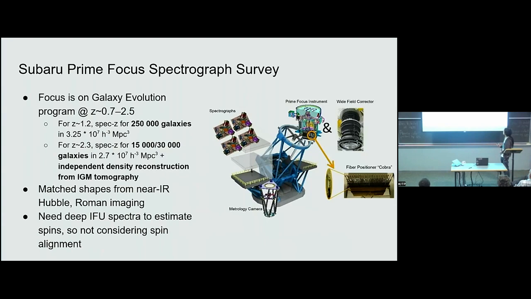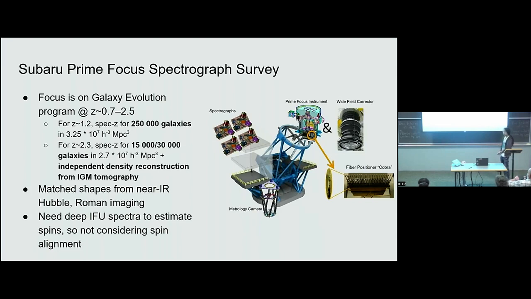Basically, Subaru PFS is a spectroscopic survey soon coming online, which will be getting a lot of spectroscopic redshifts at a wide redshift range of around 0.7 to 7 or so. But we're going to be focusing on the galaxy evolution subprogram at this redshift range of around 1 to 2.5, where the pertinent points are that at around a redshift of 1.2, we're going to be getting around 250,000 spectra. And at around redshift 2.3, we're going to be getting 15,000 or 30,000 spectra, depending on the precise allocation of time. And in addition, we're going to be getting independent reconstruction of the cosmic web by using IGM tomography.